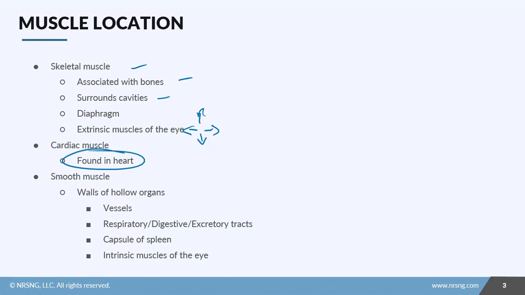Cardiac muscle is only found in the heart, but smooth muscle is found in the walls of hollow organs. So you've got your blood vessels, your aorta. It's also found in the respiratory, digestive, and excretory tracts. And it's also found around the capsule of the spleen. Now, smooth muscle is also found in the intrinsic muscles of the eye. So this is the iris. And it's also responsible for the muscles that hold the lens in place and allow the lens to stretch and to contract so that it can change depending on where we're looking.